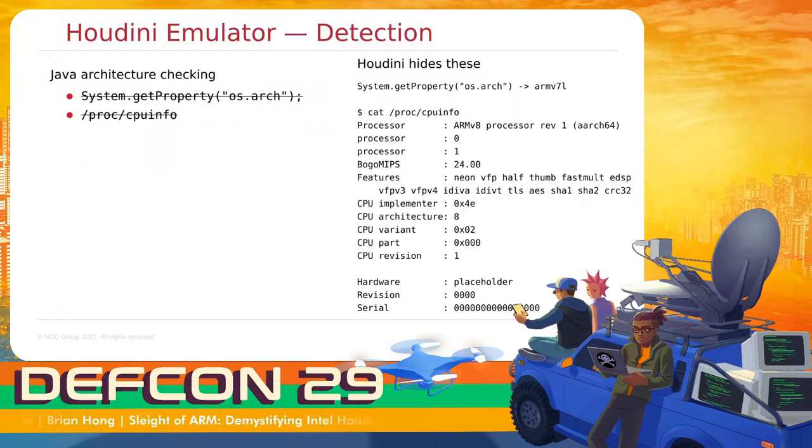Actually, if you're careful, you might be able to tell whether you're running under Houdini because there seems to be some inconsistency. One of them will return ARMv7, the other one will return ARMv8, and hardware says placeholder, funny enough.